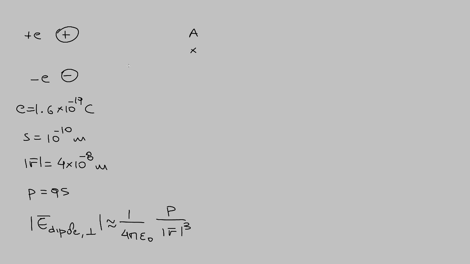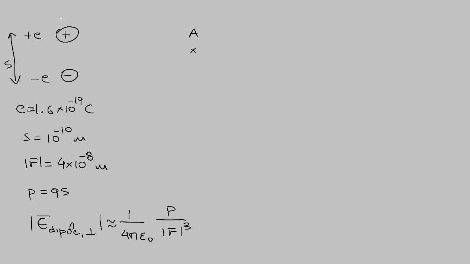In this video, I will show you how to calculate the magnitude of the electric field from a dipole on a location perpendicular to the dipole axis. In this case, I have the positive charge with a charge of 1.6 times 10 to minus 19 coulombs and the negative charge with a charge of minus 1.6 times 10 to minus 19 coulombs. The distance between the two, this distance is s, and this is equal to 10 to minus 10 meters in this case. Now I want to find the electric field at location A.